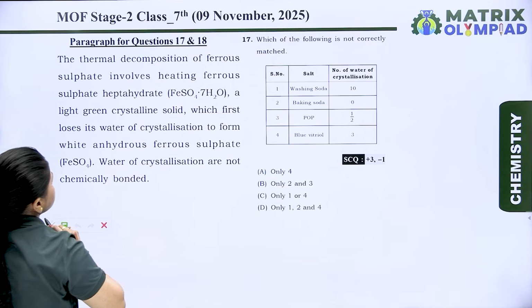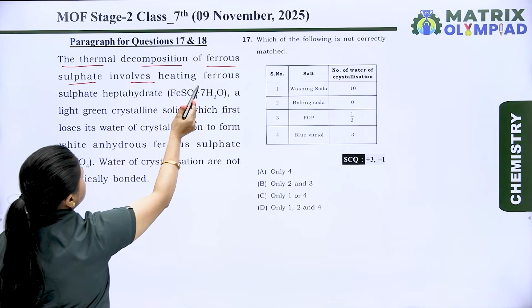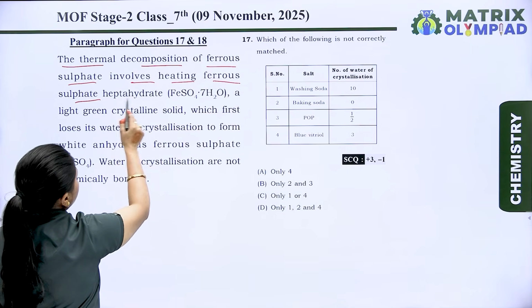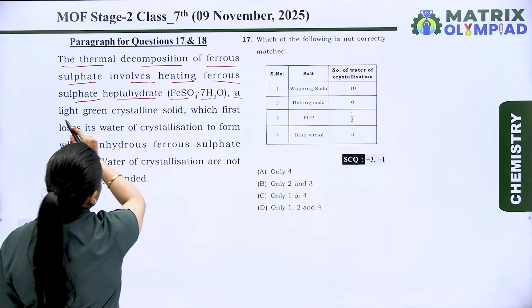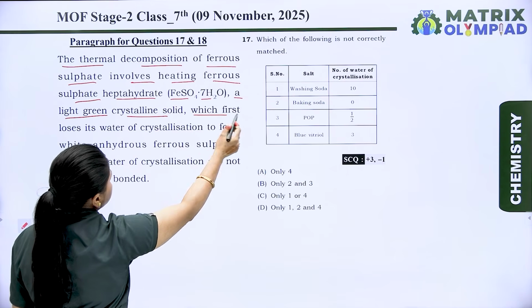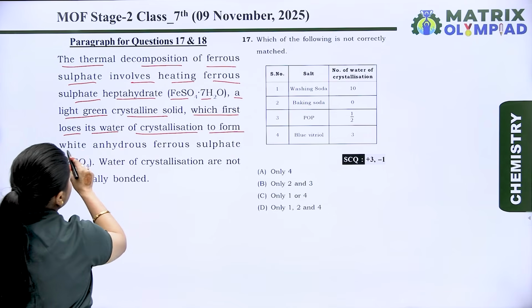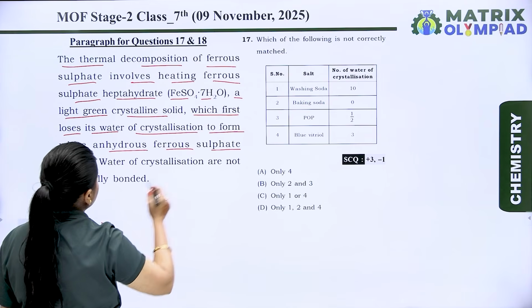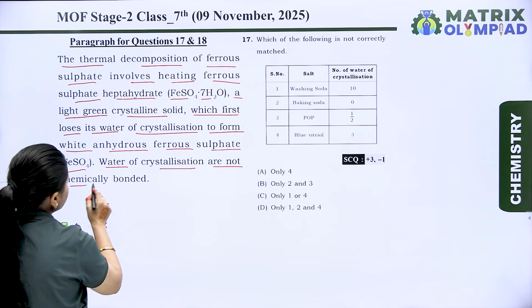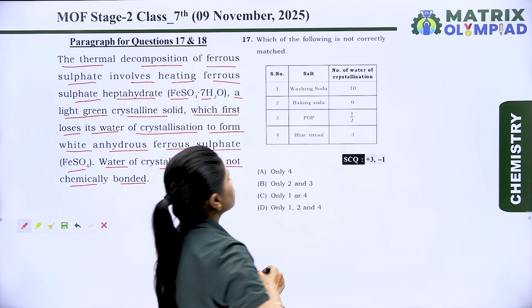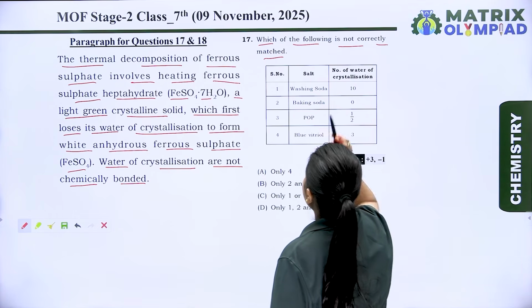This is a paragraph based question. The thermal decomposition of ferrous sulfate involves heating ferrous sulfate heptahydrate, FeSO4.7H2O, a light green crystalline solid which first loses its water of crystallization to form white anhydrous ferrous sulfate, FeSO4. Water of crystallization is not chemically bonded. Now the question is, which of the following is not correctly matched?